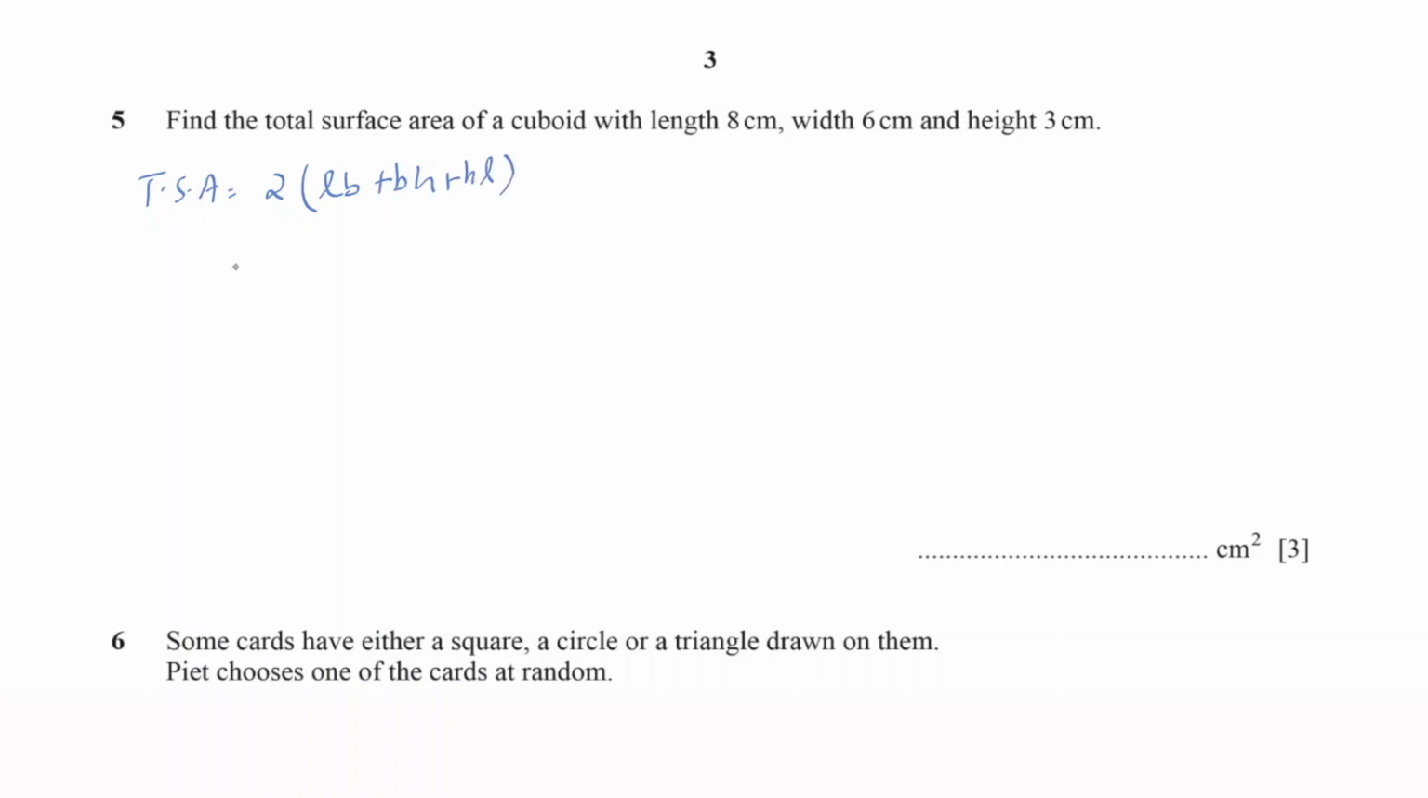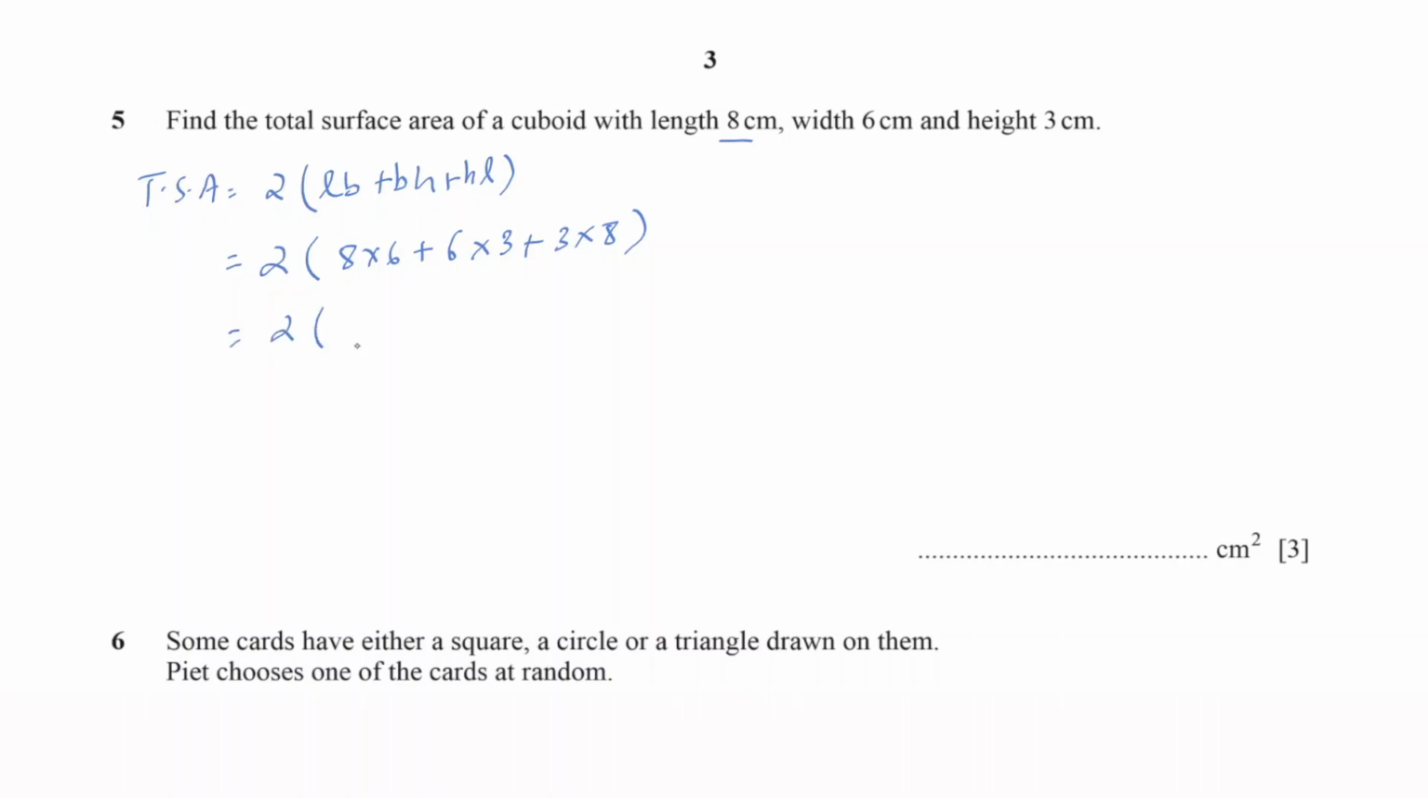So if we use this, we get 2 into length, which is 8, 8 into breadth, which is 6, plus breadth into height. Width and breadth are the same, so that will be WH or BH. That's fine. So 6 into height, which is 3, plus height, which is 3, into length, which is 8.